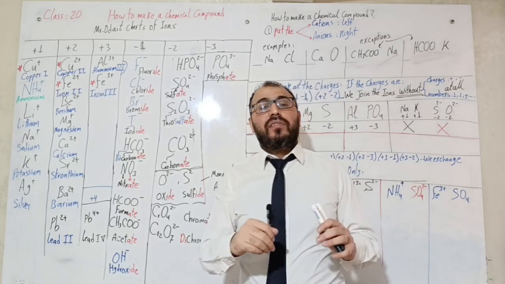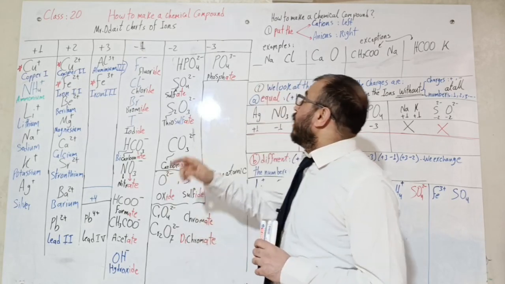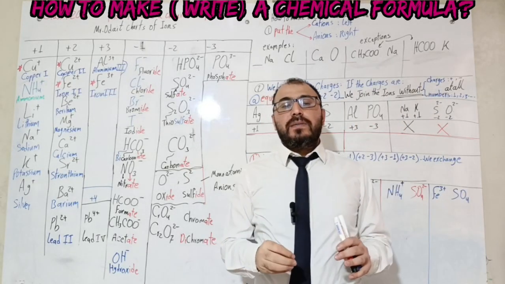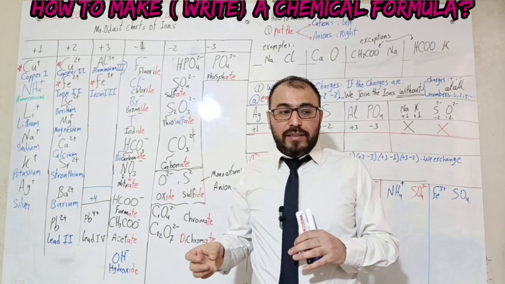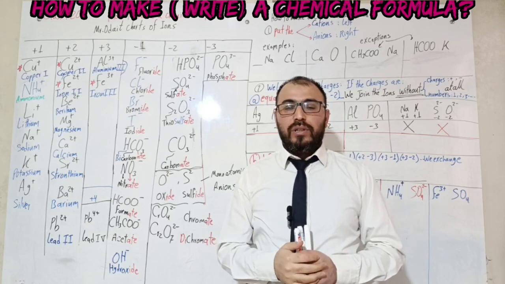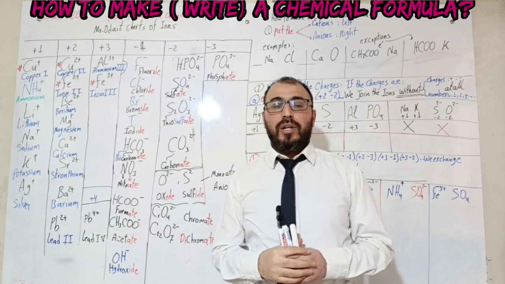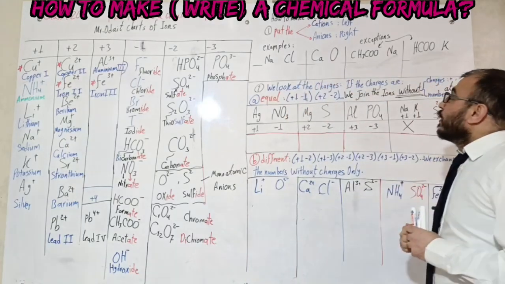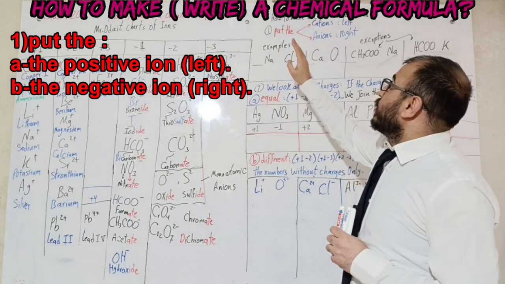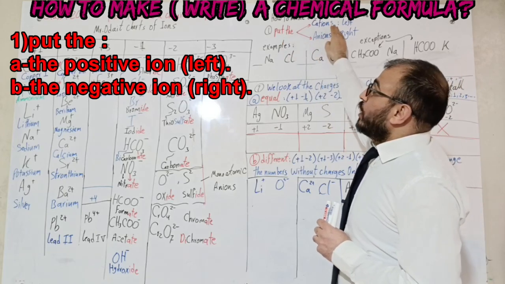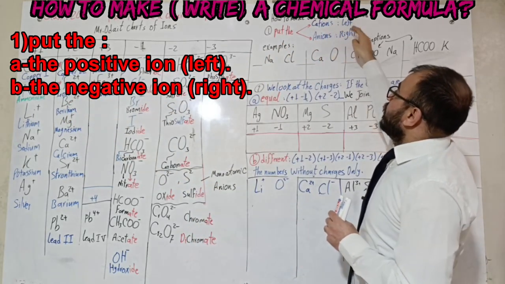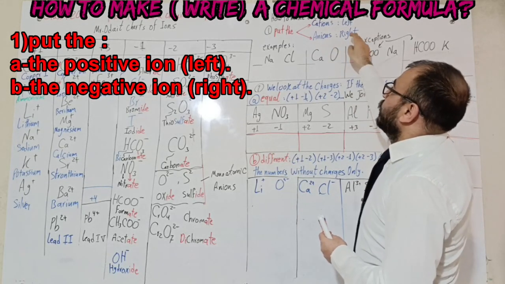Yes, my friends. Now, let's answer the question: how to make a chemical compound. This process, my friend, is not complicated, but it takes 3 or 4 steps. We are going to learn them now one by one. Well, in the first step, I will take into consideration that I should put the positive ions, or the cations, left and the anions right.